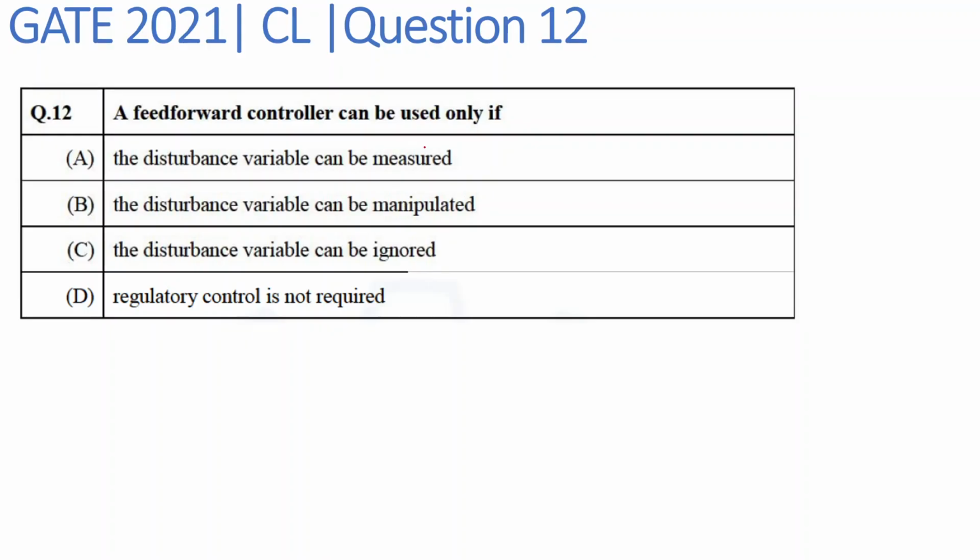The first one is a simple theoretical question. It is from GATE 2021, question number 12, and the question is: a feed-forward controller can be used only if, and we have been given 4 options, and I have to find which of the following is correct. Does any of you know the answer? In what scenario can we use the feed-forward controller? You can write it in the chat box if you know the answer.